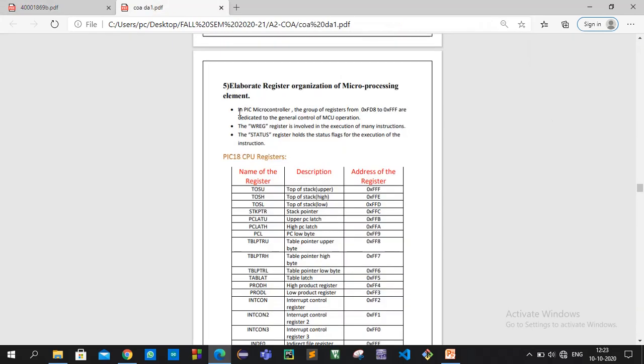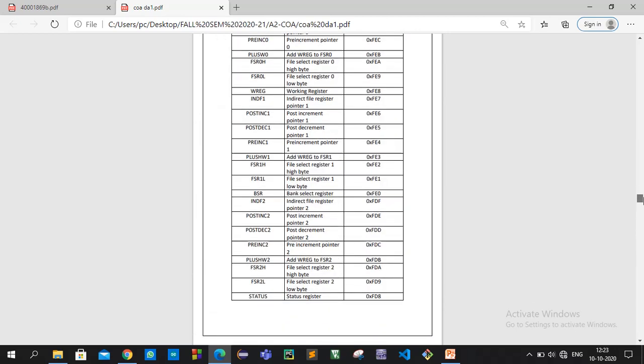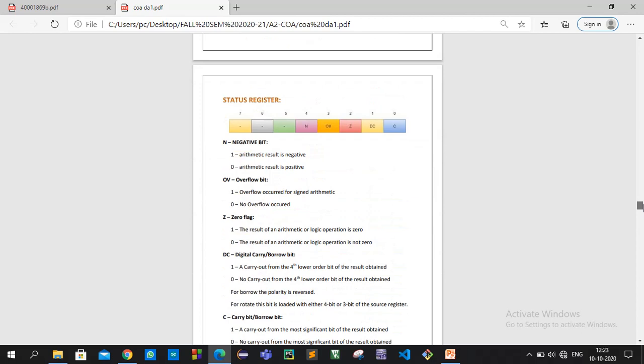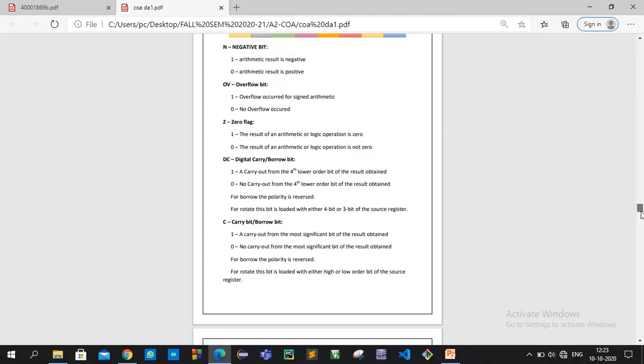This is some information which I got from online websites related to CPU registers of my IC, and this is from the datasheet. These are all the CPU registers which I took from my datasheet, and this is about the status register, with detailed information on how the bit variations will be in the status register.